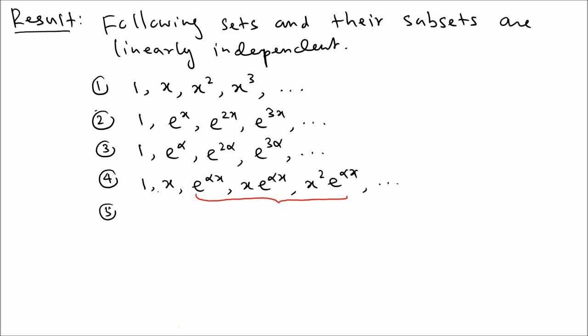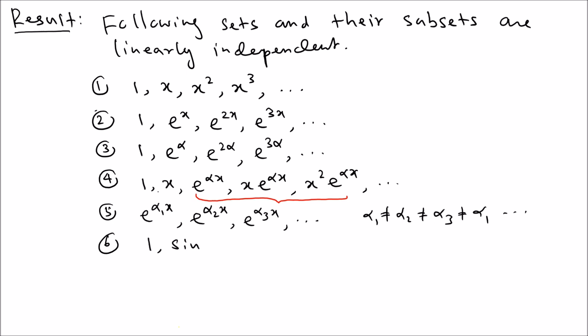Let's go to number 5. This one: e^(alpha_1 x), e^(alpha_2 x), e^(alpha_3 x), where those alphas are different. So alpha_1 does not equal alpha_2 and is not equal to any of the other ones, and likewise for the others. So all the alphas are different. And then we have the sixth one: 1, sine x, cosine x, and then sine 2x and cosine 2x, like that. This is very useful in Fourier transform, and that's the Fourier basis actually.